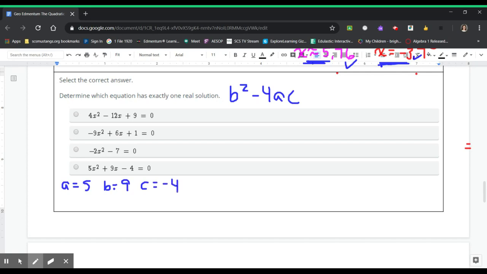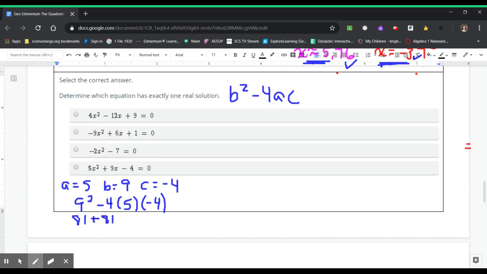So then if we go on from there, I'm going to take those and plug those in. My b squared is going to be 9 squared, minus 4 times my a value, 5, times my c value, negative 4. So 9 squared is going to be 81. I'm going to plug in negative 4 times 5 times negative 4, and that's going to give us a positive 80. So this is going to be a plus 81.